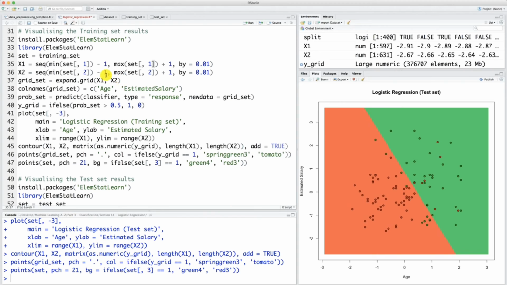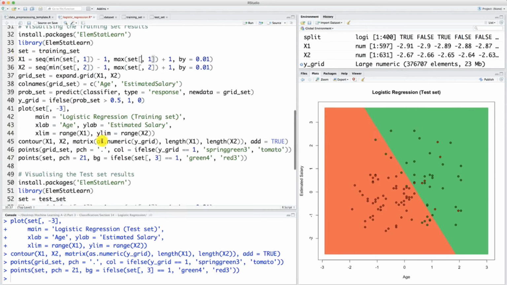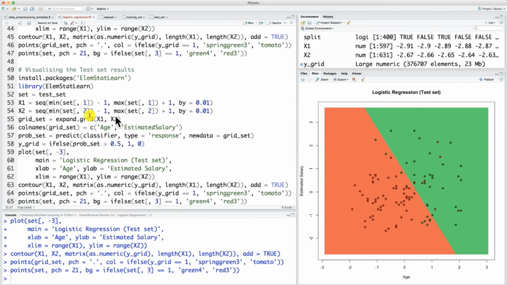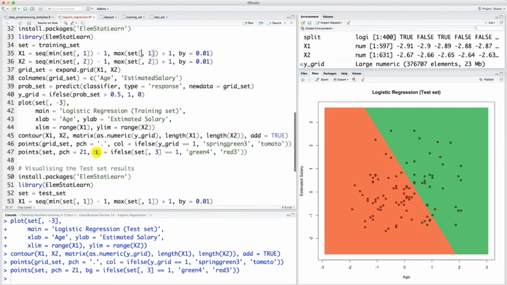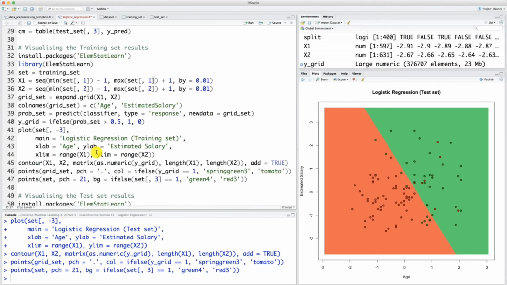Okay, so first I declare set equals training set. That's because I want to plot this graph for the training set and the test set. And since we're using training set many times in the code, I just replaced it by set here, so that when I copy paste the same code for the test set, I just need to replace training set by test set only here and not in the whole code. So basically that's just a shortcut.